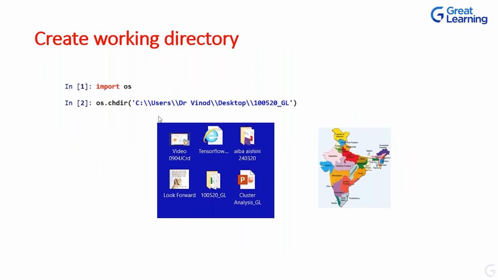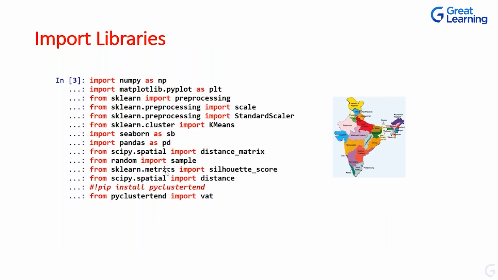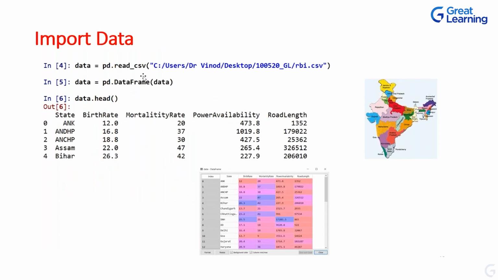Here we are starting. Always better to have a working directory. So this way we create a working directory. My working directory's name was this. It's on desktop, and these are popular libraries or packages which we are going to use. And we will import the data. So the data import will happen.